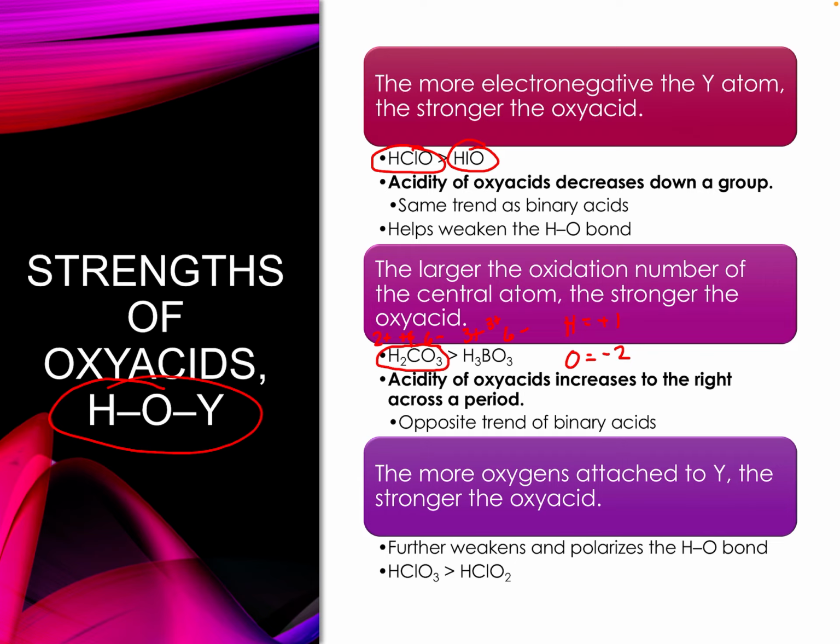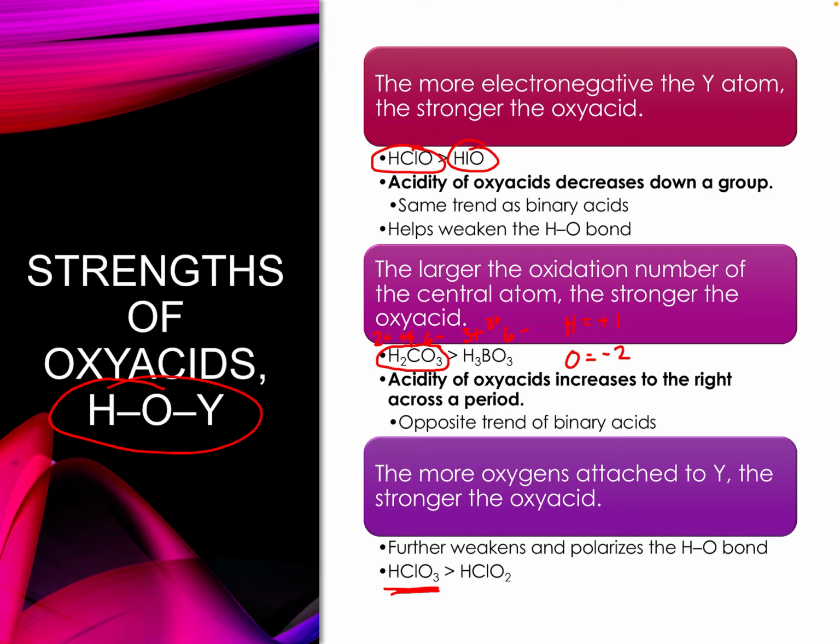Okay, and then finally, our last one, which we see a lot: the more oxygens that are attached to this Y molecule, right, this other atom, the stronger the oxyacid. Okay, and so this one we will actually see quite frequently. So the more oxygens we have on that central atom, the stronger the acid is. And essentially, it's going to work by continuing to pull the electron density away from the hydrogen. The oxygens are really, really electronegative, and so it's going to shift the electron density in the entire molecule further away from the hydrogen.